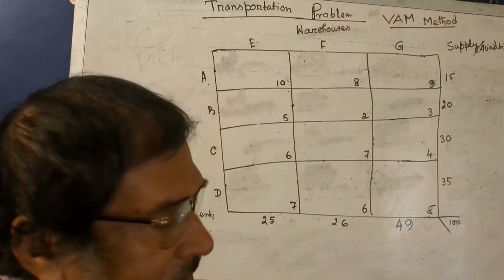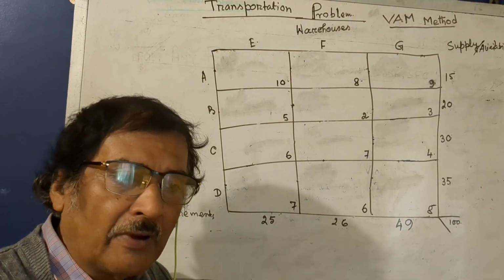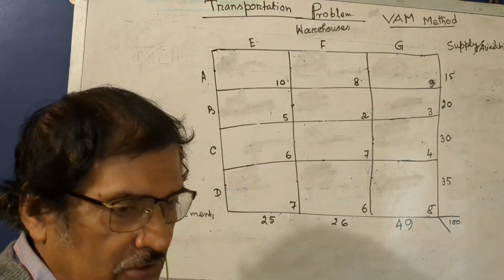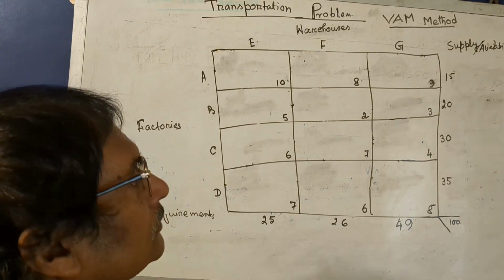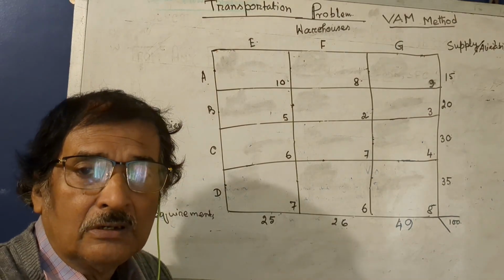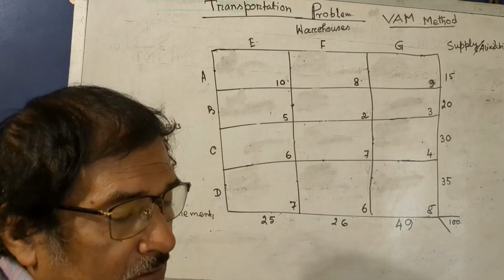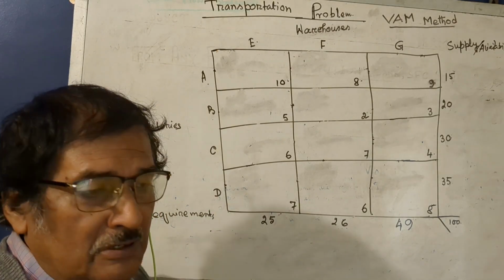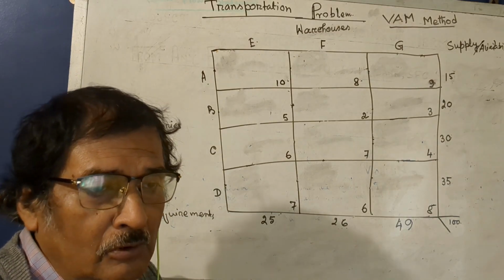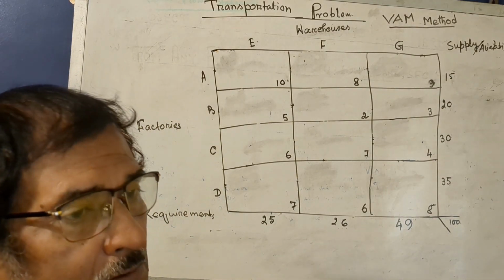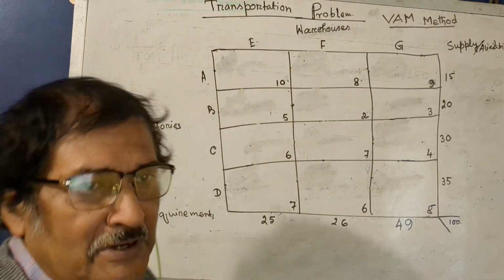The transportation problem is solved in two steps. The first step is to find the basic feasible solution, and the next step is the optimization of the transportation problem or basic feasible solution by the MODI method. The initial basic feasible solution is generally found by three methods. The first is the northwest corner rule, and the second is the matrix minima method, which I have already discussed in my previous videos. Please check that.